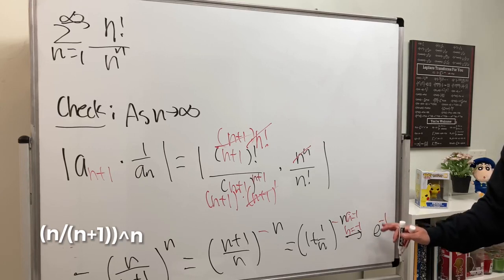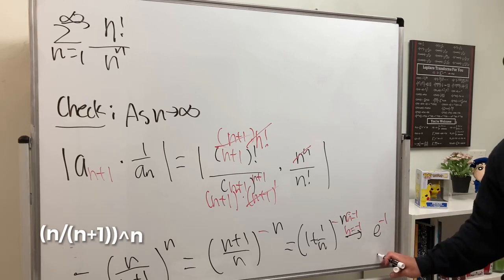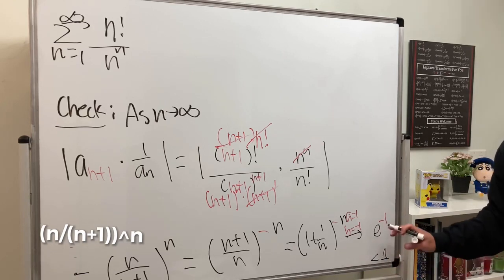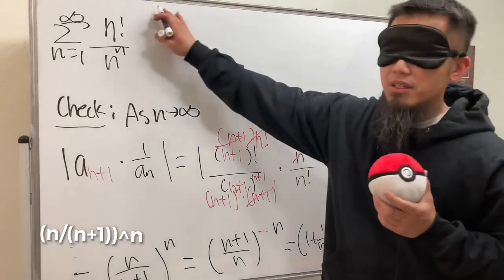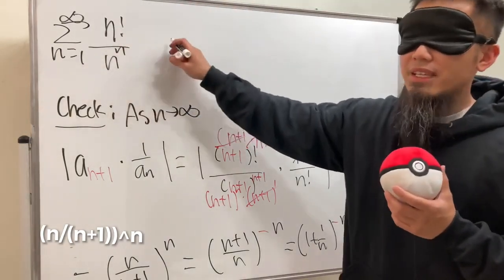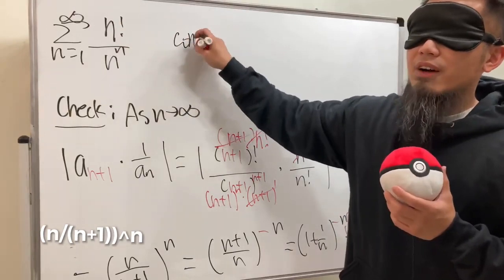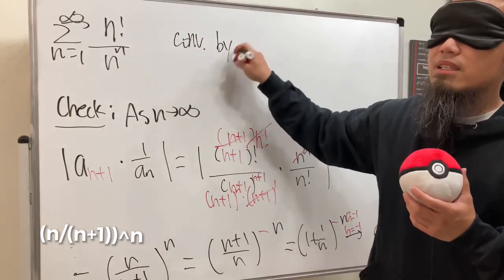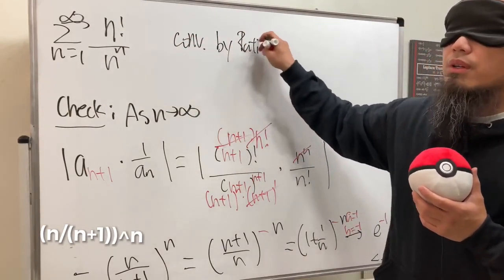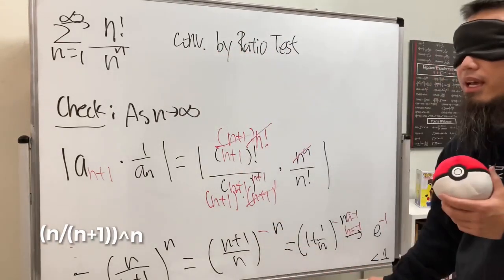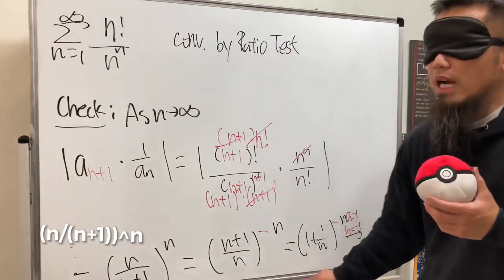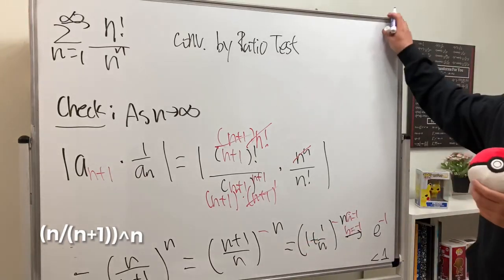Anyway though, e to the negative 1 is the same as 1 over e, which is less than 1. And this is the good news, right? Because we can come back here somewhere and say that this series converges by the ratio test. And for the people who would like to know how we get the limit for that, I will put this down right here for you guys.